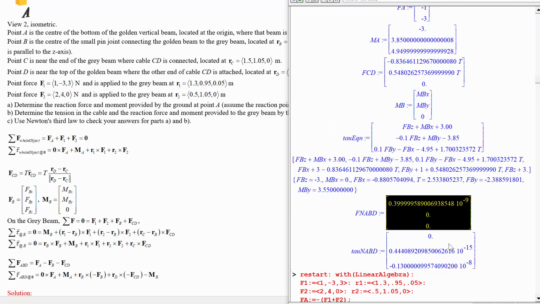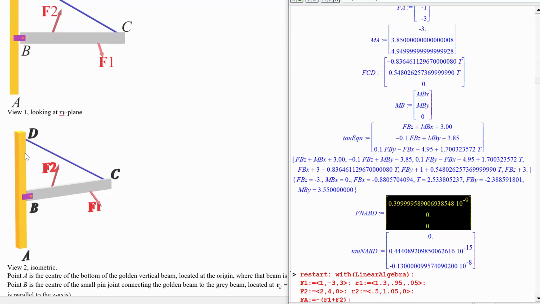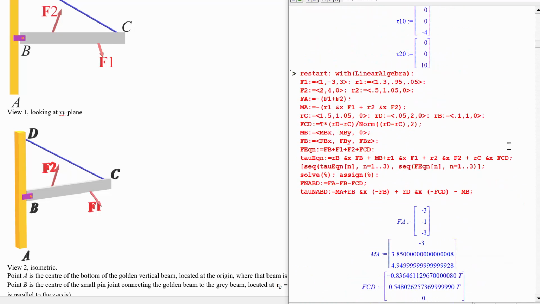So 10 to the negative 9 and 10 to the negative 15, 10 to the negative 8, 0 within the precision that we're working with. So that's great. That means that using Newton's third law, we were able to confirm that the forces that ABD is putting on BC, when we take the Newton's third law action-reaction pairs for those and find the forces that BC is putting on ABD, and add that to the reaction force we found on A at the beginning, we do indeed get no net force and no net moment on ABD. Other part, it shouldn't matter whether we really used RC for this or RD.